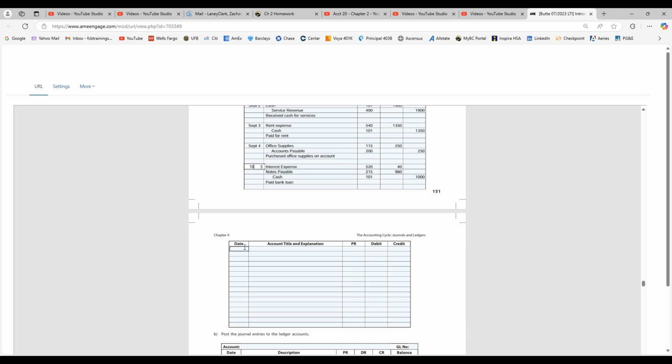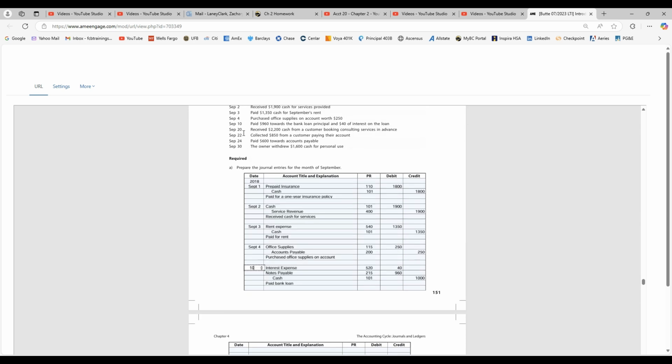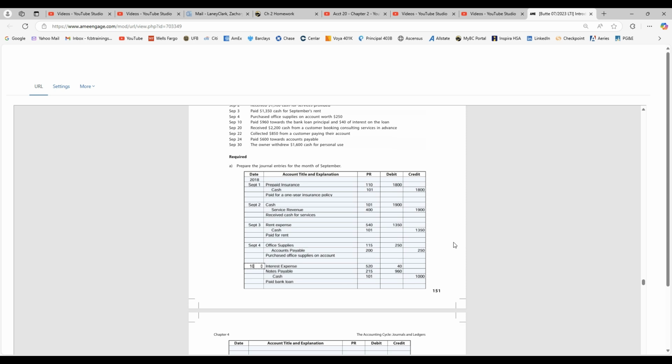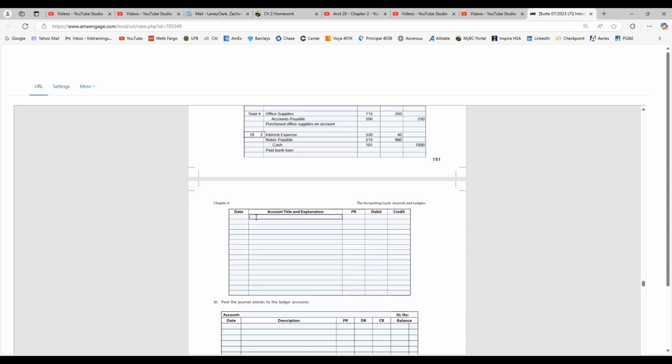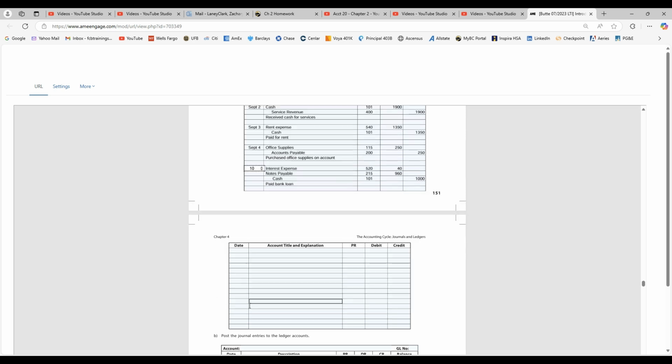Okay, let's continue on. September 20th was the next one. Received cash from a customer in advance, $2,200. And this was on the 20th.